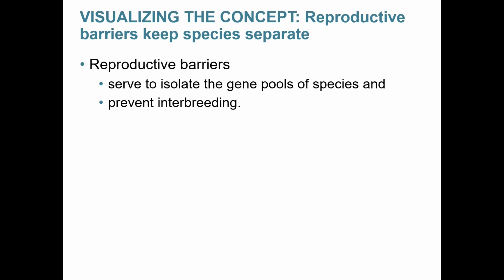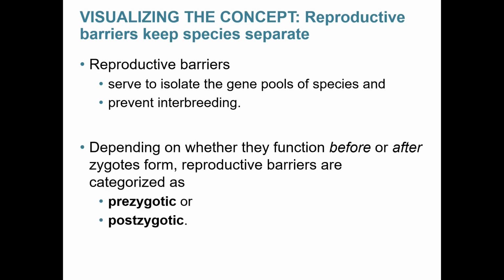I mentioned that it relies on an idea of reproductive isolation. Reproductive isolation is set up by what we call reproductive barriers. These are things that keep species separate. They serve to isolate the gene pool of species and prevent interbreeding. Most reproductive barriers can be divided into one of two things. Either they're prezygotic, which means they happen before the zygote forms, or they're postzygotic, which means that they happen after. So let's go through some examples of each.